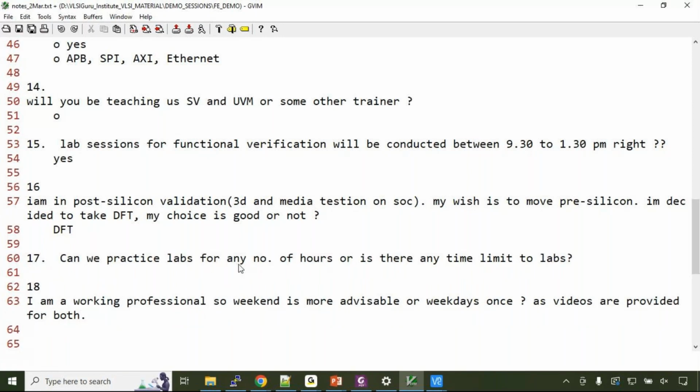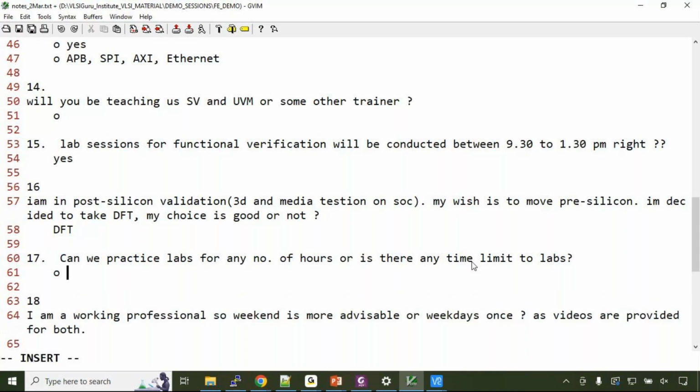Can we practice labs for any number of hours? Is there any limit to the labs? Typically, yes. You will do a maximum of 10 hours per day. If you occupy throughout the day, it will be a problem. But otherwise, 10 to 12 hours in a day is possible, and beyond that you can't do also. It should be possible, as long as it doesn't impact the other students.